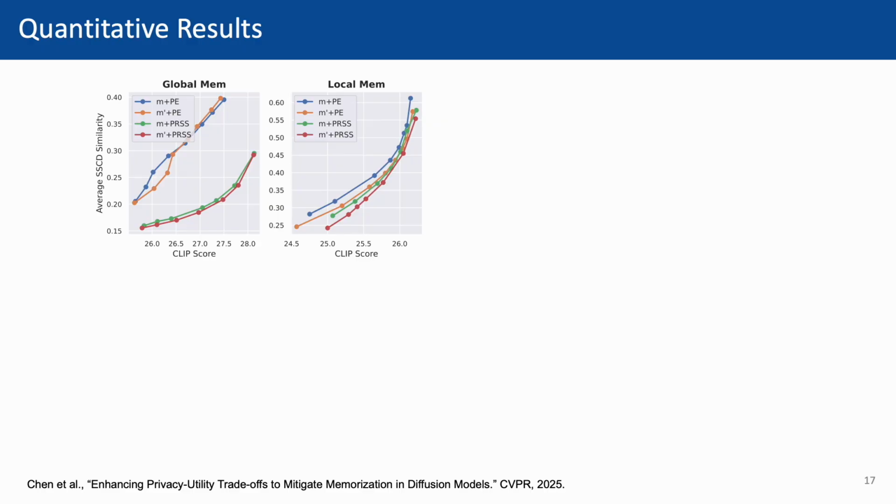Even when using the inferior detection signal M, PRSS, which is the green line, performs on par with the baseline method that uses the superior detection signal M prime, which is the yellow line. And when equipped with M prime, PRSS, which is the red line, achieves state-of-the-art performance, demonstrating its ability to fully capitalize on stronger detection signals.